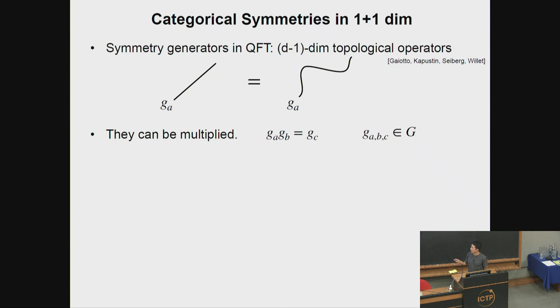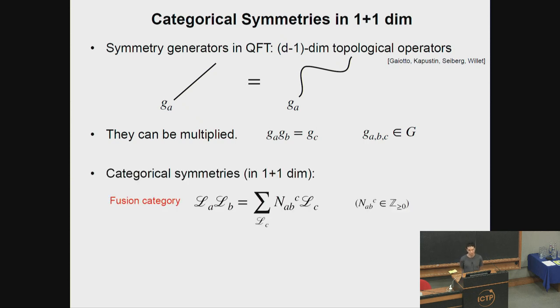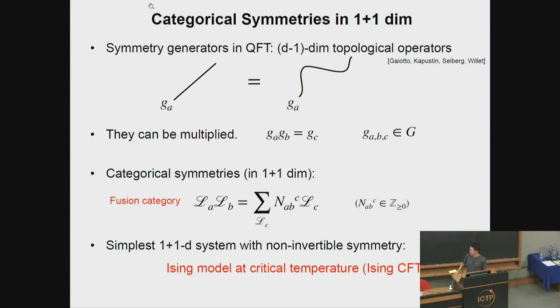And furthermore, these topological lines can be multiplied, and in the usual group-like symmetry, they basically obey the group multiplication laws, and this g_a g_b should be some element of the group. However, it has been known for a long time, but maybe physicists have only started to appreciate its power recently. There are actually generalizations of the group, which are still topological operators, and those are often called categorical symmetries. And in 1 plus 1 dimensions, it's fully understood, and it's described by what's called a fusion category. And these topological lines, which are generalizations of group-like symmetry, now obey a slightly different multiplication law. Here we have a sum, and then we have some integer coefficients, which need to be non-negative integers. And this is, of course, known as a fusion category, as I already said.